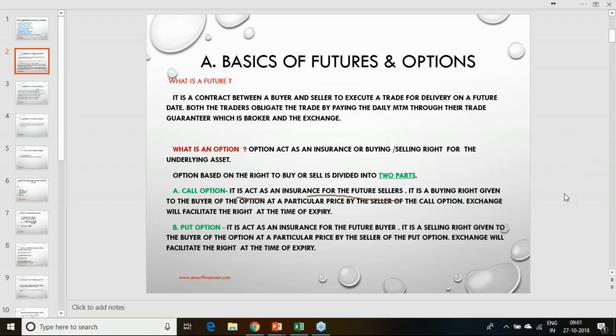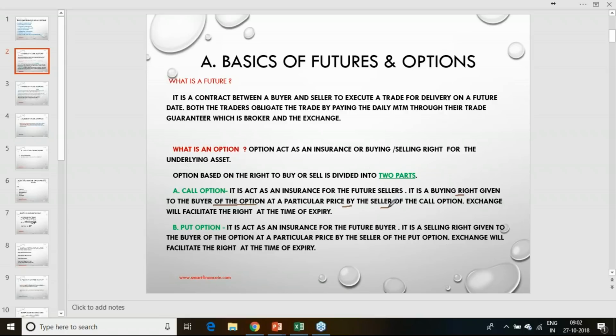When we talk about the call option, it is the insurance for the future seller. If you have sold a future, then the call option acts as an insurance for you. If the selling side of the future goes into loss, then the call option protects you. It is a buying right given to the buyer of the option. As I told you, it has two components: it can act as an insurance, and it can act as a right to exercise at a particular price. So it is the buying right given to the buyer of the option at a particular price by the seller.